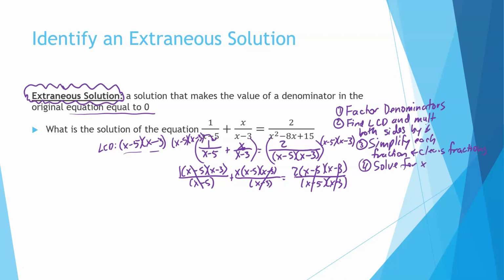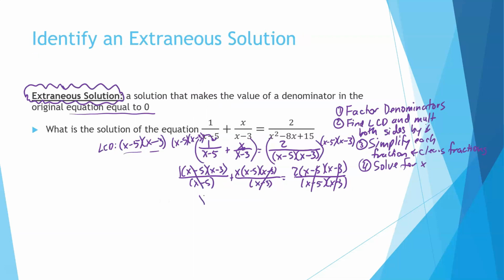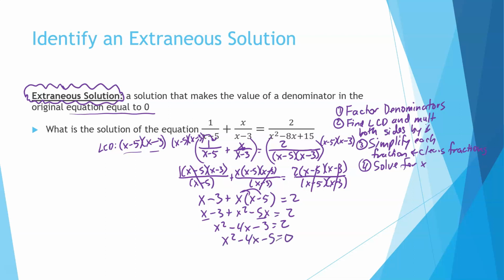All right, so on top of this one, I have 1 times x minus 3, so the 1 doesn't matter, so I just have x minus 3, plus this one, I have x times x minus 5 equals 2. Now I simplify. x minus 3 plus x squared minus 5x equals 2. Combine like terms, I get x squared minus 4x minus 3 equals 2. And then I would subtract 2 from both sides. So I get x squared minus 4x minus 5 equals 0.